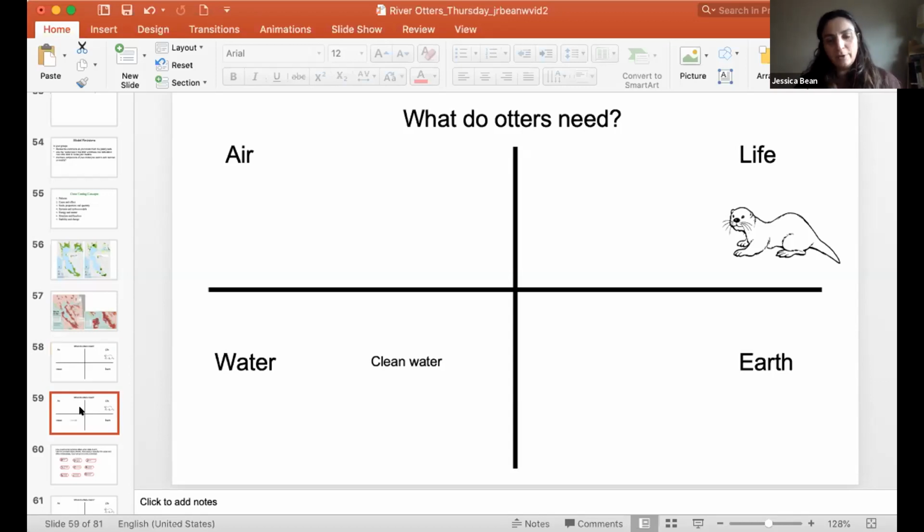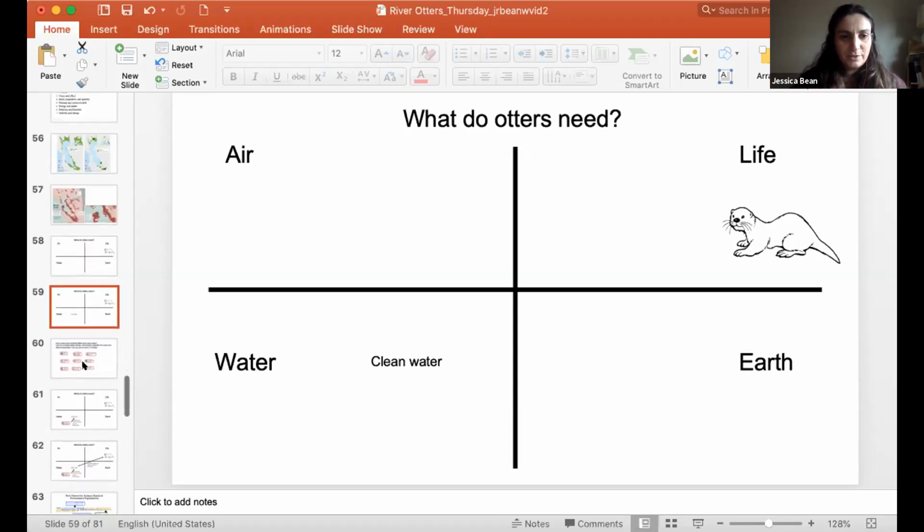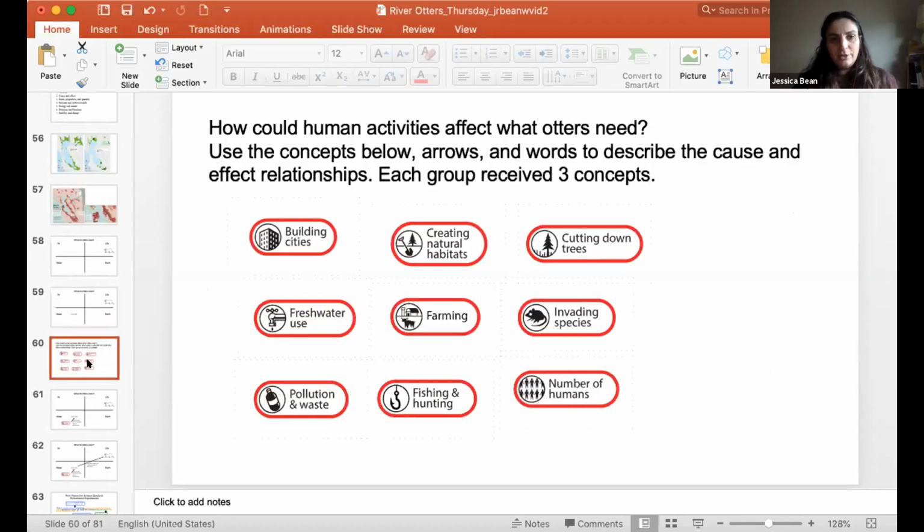Just for example, and this is a very vague statement, they need clean water. The water can't be dirty, we don't want it polluted with certain things, heavy metals is what I'm imagining. We want this water to be clean. So the first thing I want you to do is write down other ideas you have in those 4 categories with your group. The second step is to think about how human activities could affect what otters need. I only gave you 3 of these concepts on each of your Jamboards.